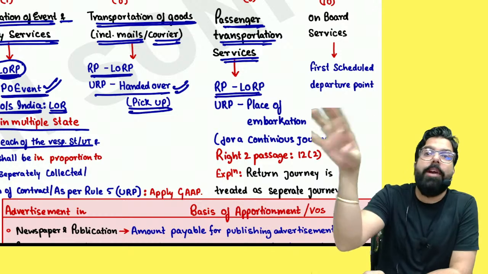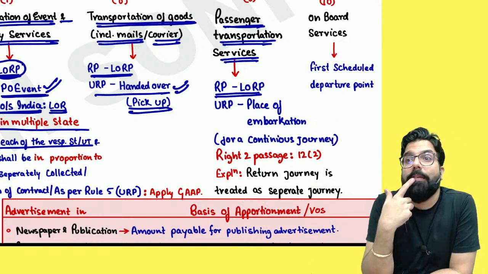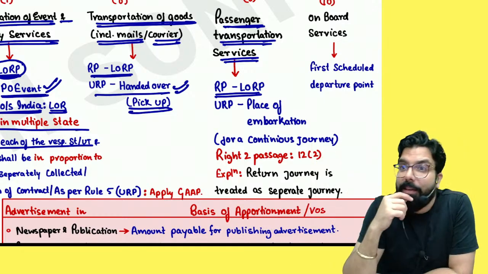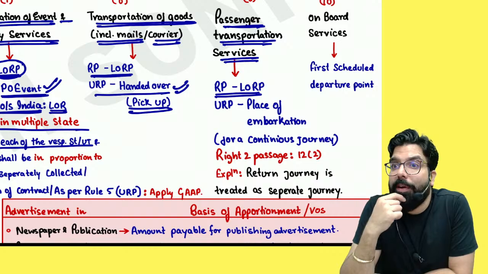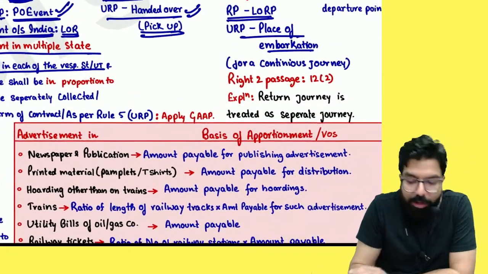You are an unregistered person. I went from Karnataka to Kerala. I picked you from Kerala. You are an unregistered person. You jumped in the bus from Kerala. Place of supply will be what, everyone? Place of embarkation, that is Kerala. Are we all clear till here?